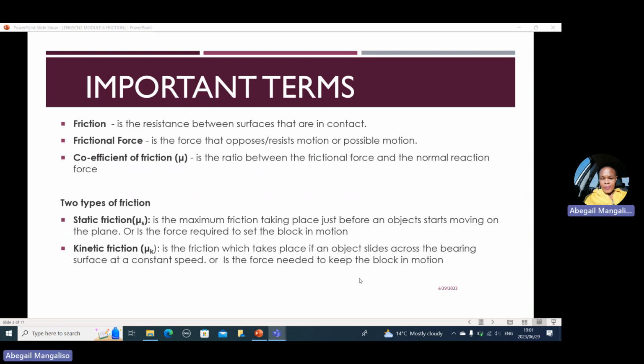If you apply a force on an object, let's say it's a force of 5 Newton and the object doesn't move, it means there's a friction that is keeping it at rest, and the name of that friction is called the static friction. When the object starts to move, it is easier for an object to slide across the bearing when the static friction has been overcome, and you can reduce the force. The name of the friction that exists is called the kinetic friction. When it is in motion, it is needed to keep the block in motion.